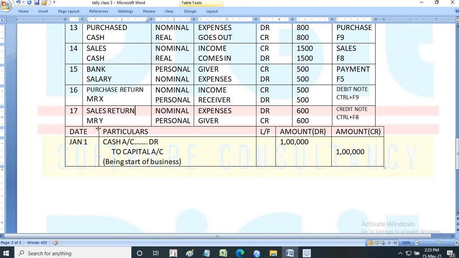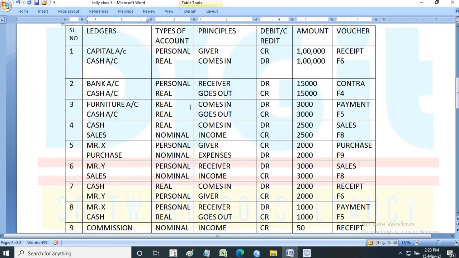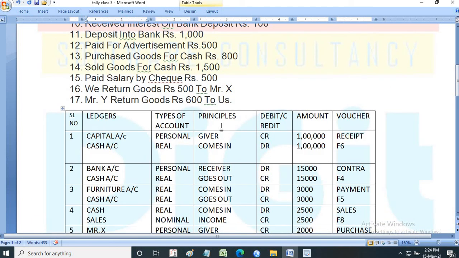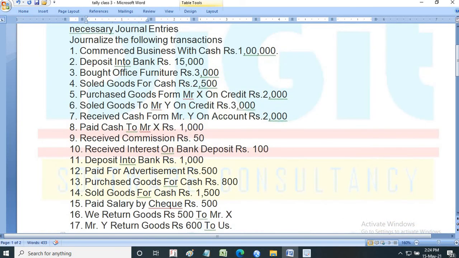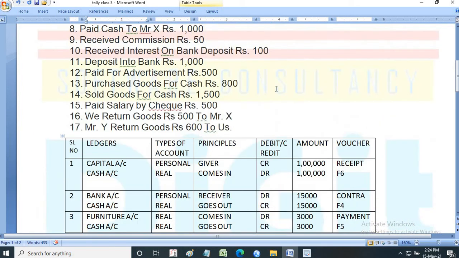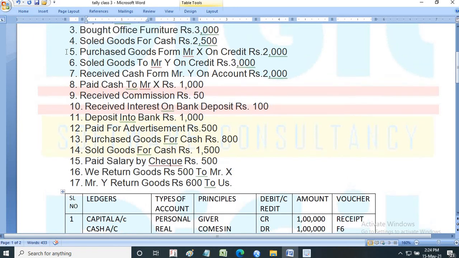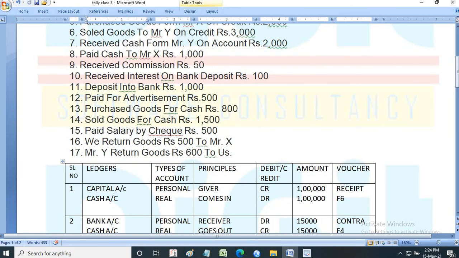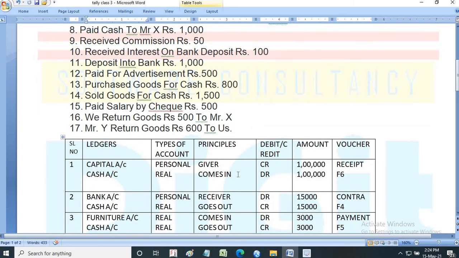This is the formal journal, and I'm showing you this only to understand, so that next time when we get any transaction, you should be able to find their debit, credit and their ledger accounts. If you go through it, you will easily understand, if any transaction occurs, which ledgers are involved there, how to find them, and how to find their debit and credit.